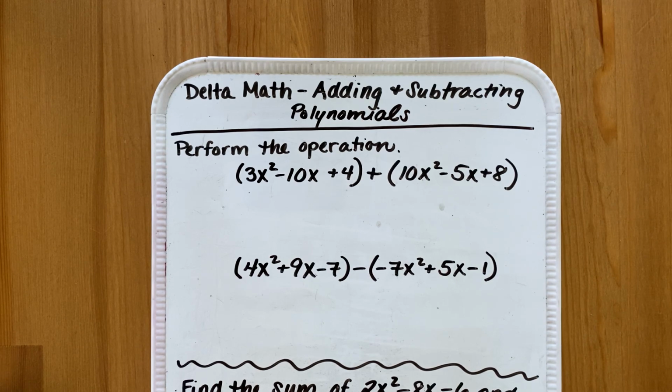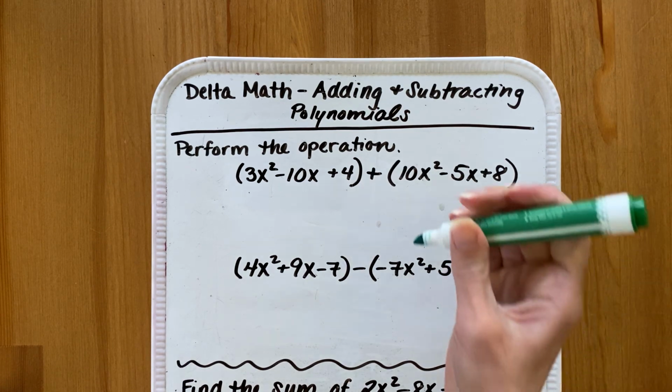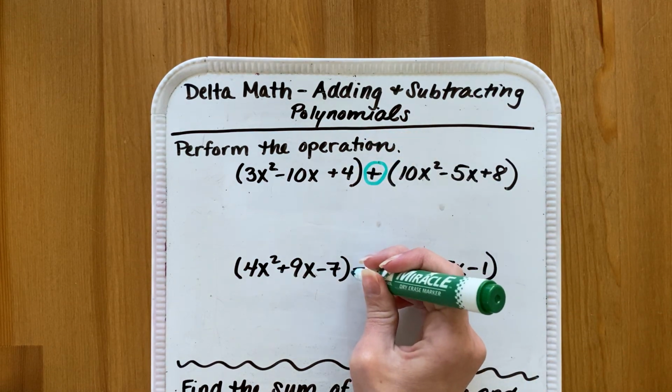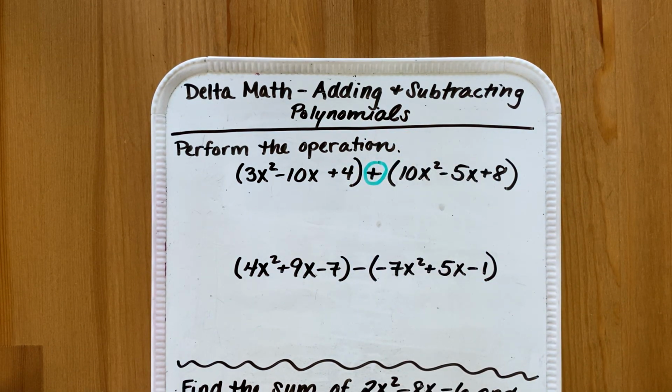The first problem, both of these have the instruction that just says perform the operation. In order to know which operation to perform, you want to check right here in the middle of parentheses. So on the first one, we see addition. On the second one, we see subtraction. And subtraction will work a little bit differently than addition.